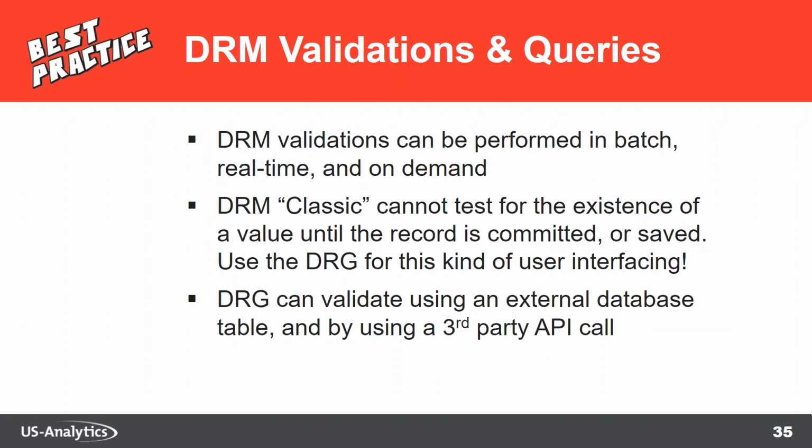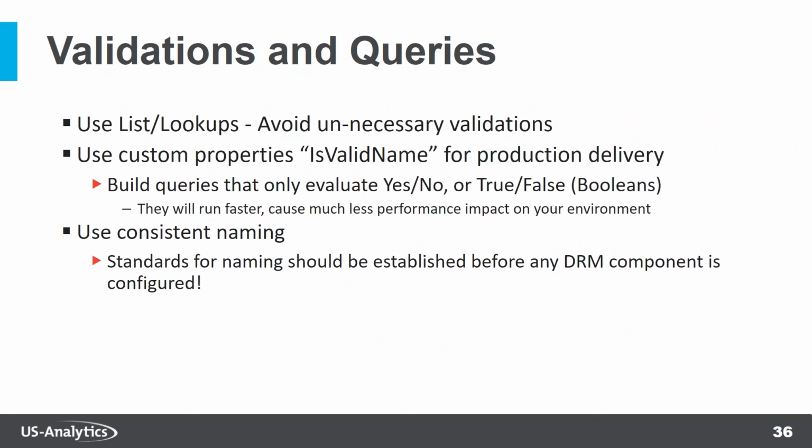DRM Classic cannot test for the existence of a value until the record is committed or saved. There's always been an issue with DRM. It's just the way it is. If you need to be able to validate that something exists before it gets saved, use the DRG, because you can do that kind of thing with the DRG now. You can also validate using external databases and third-party API calls with the DRG. So if you need to make the interface a little more user-friendly than the classic interface will allow, go to the DRG, and that'll take care of your problem.